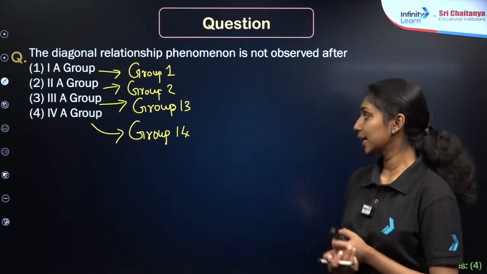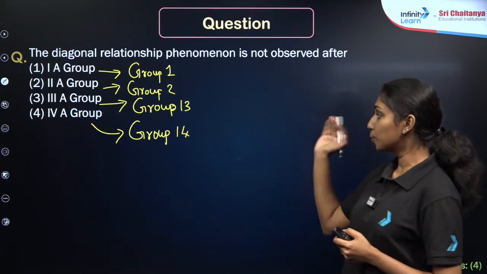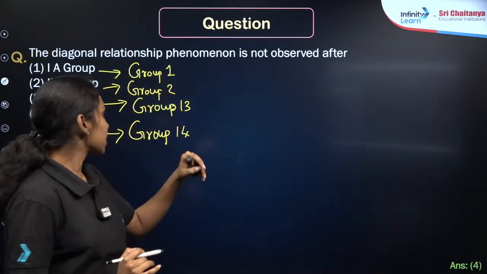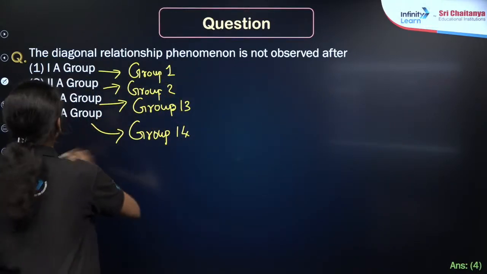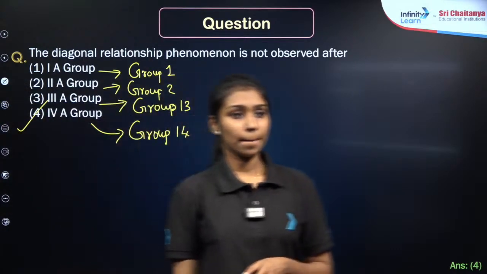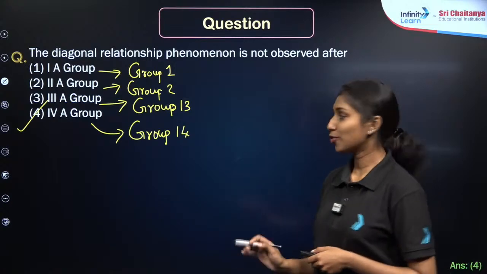Option 4, right? Group 14 elements. Till group 13 elements, it shows the diagonal relationship between the elements present diagonally to each other. Only group 14 will not show the diagonal relationship, which means option 4 will be the correct answer. Yes, Anish, clear. Option 4 is the correct answer.